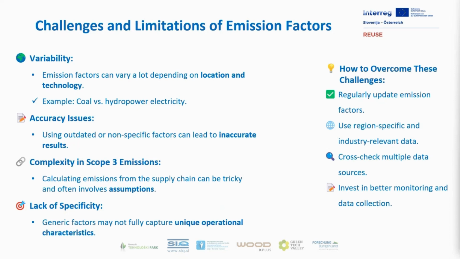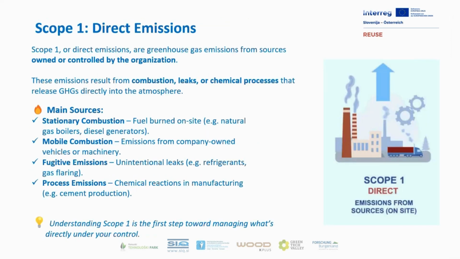So let's wrap up our section on emission factors with a few key takeaways. Understanding how emission factors work and how to apply them correctly is essential for making accurate carbon footprint calculations. By choosing reliable, up-to-date, and context-specific factors, organizations can estimate their emissions with confidence and create targeted strategies to reduce them. And now that we have a solid understanding of emission factors, we are ready to move on to the next step, which is calculating emissions from specific scopes.